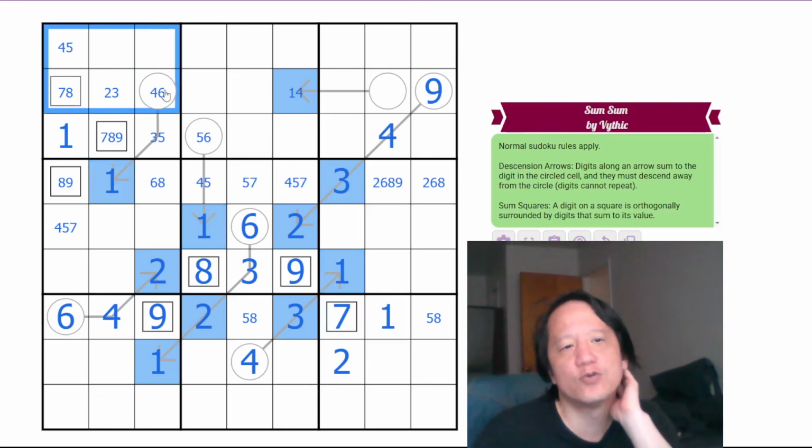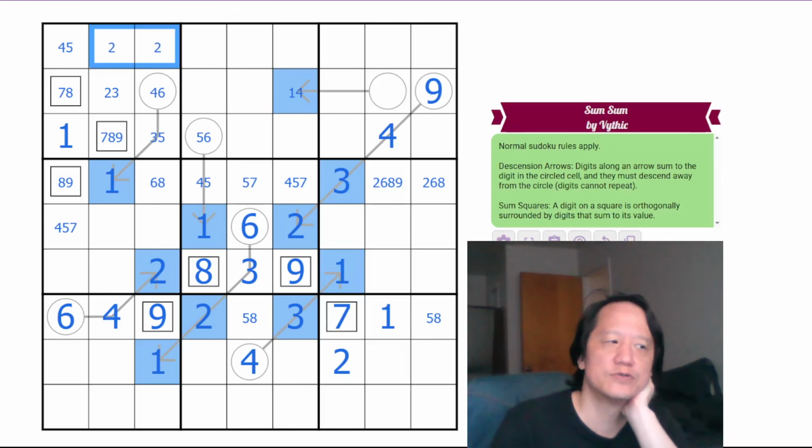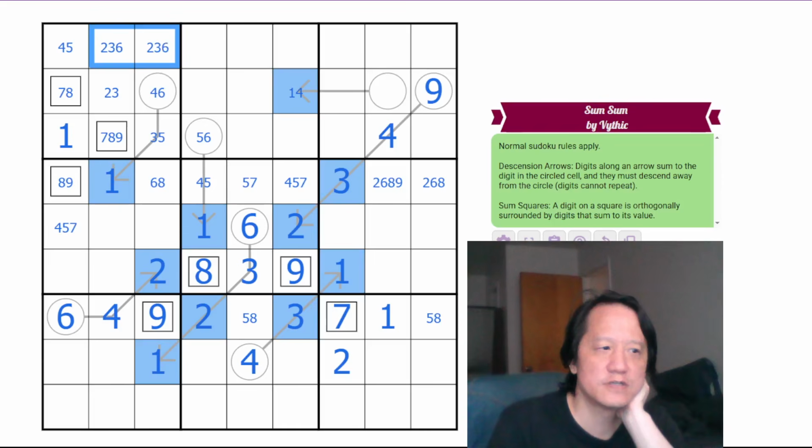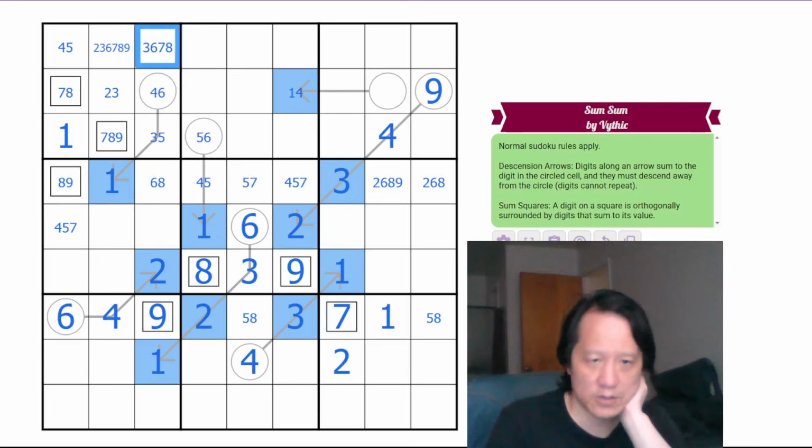Again, we can't have 4 or 5 available in the rest of this upper left-hand box. So what does that leave us? 2, 3, 6, 7, 8, 9. This can't be 2 or 9 because of 2 or 9 in the column.